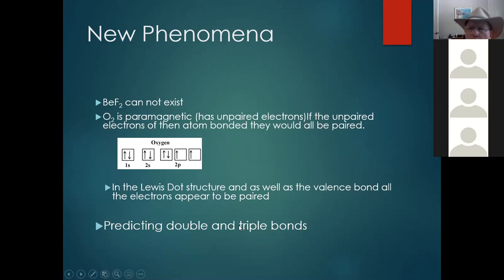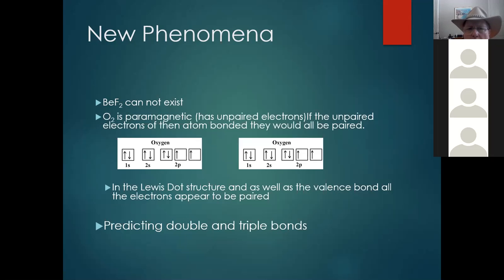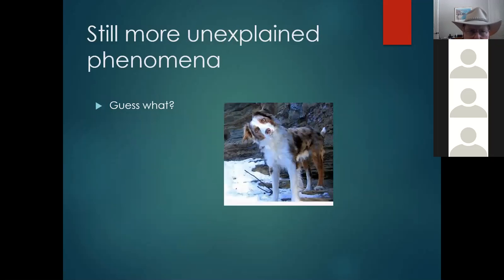The other thing, right now we can't predict whether double and triple bonds will exist. So we have to go through a new phenomenon.